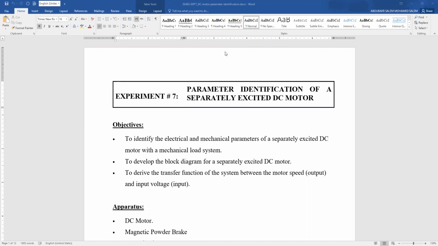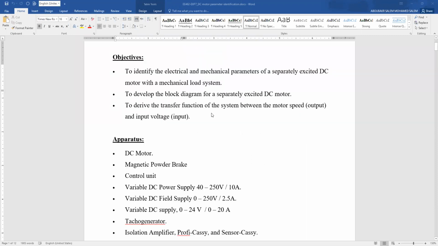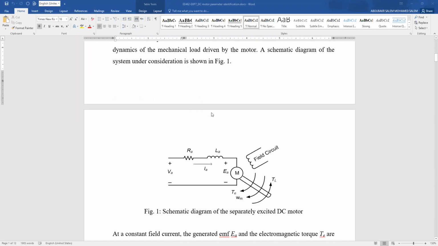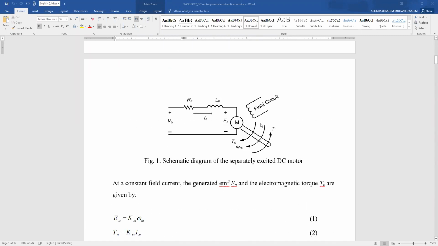Today, inshallah, we'll discuss together experiment number 7, which aims to determine the parameters of a separately excited DC motor. Simply, we described in lectures the mathematical model of the separately excited DC motor. As you can see here, this is the equivalent circuit.